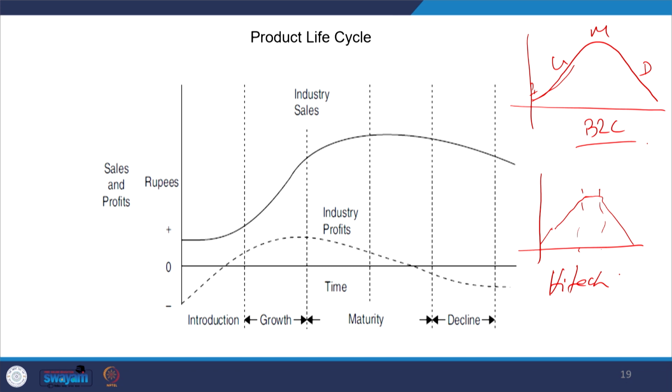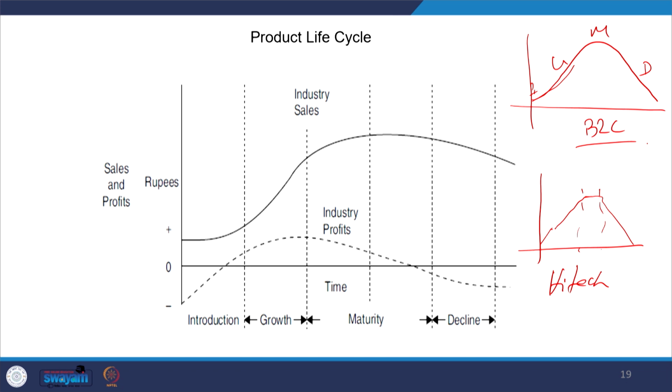So the PLC is actually different, and that is why the pricing, the promotion, the product mix, and even the availability, all things will change according to the type of product. Introduction is shown up to this much, then up to here is the growth phase, and then this is the maturity. The maturity comes up to this much, so a long maturity is there, and finally the fall is happening. This is one.